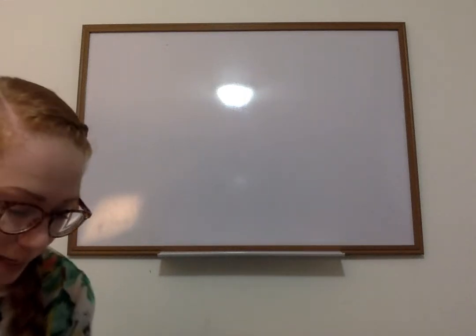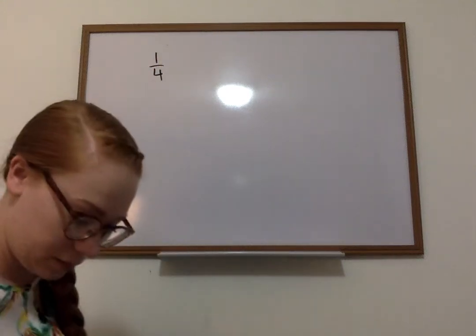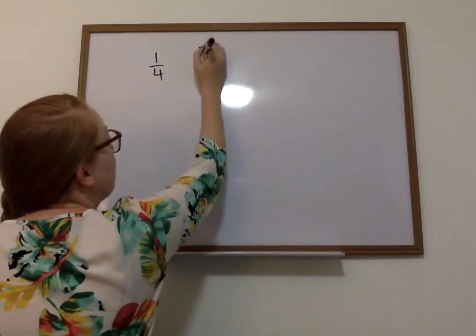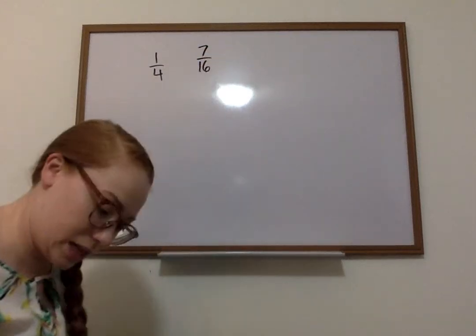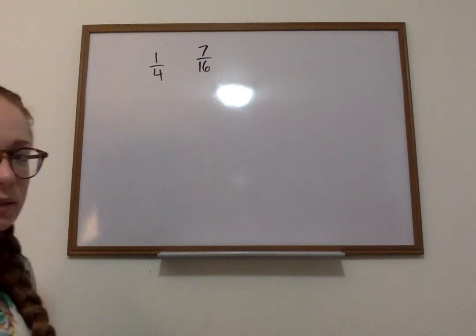On the next problem, we have a word problem, and I'm going to read that out loud. A piece of glass is 1/4 an inch thick, and a second piece of glass is 7 over 16 inches thick. What is the combined thickness of the two pieces?